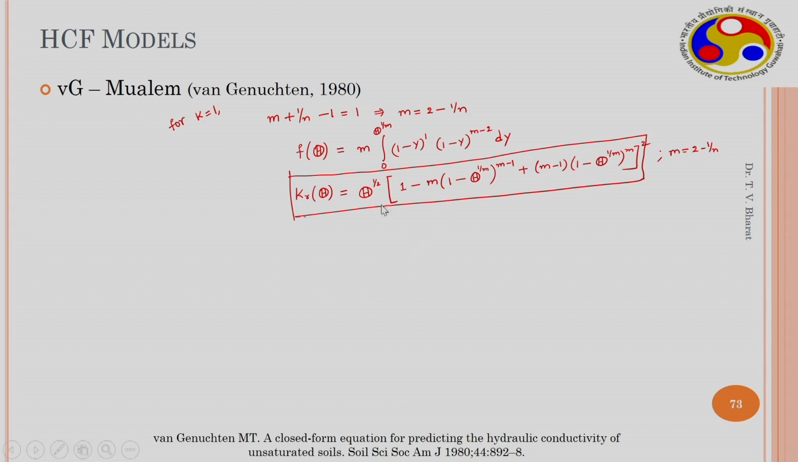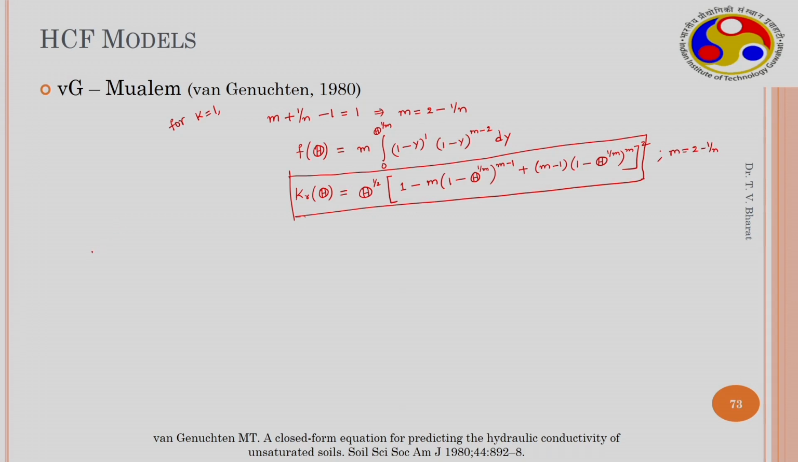So, earlier we derived one particular equation by assuming k equals 0, and this is another particular equation by assuming k equals 1. Similarly, n number of particular equations can be developed by assuming different values for k. Similarly, using Burdine's model, that is van Genuchten Burdine's model.